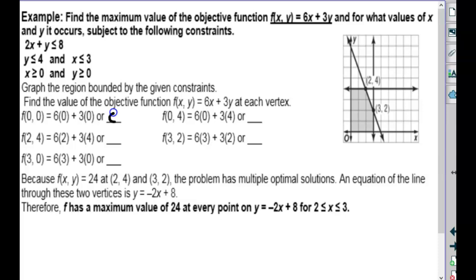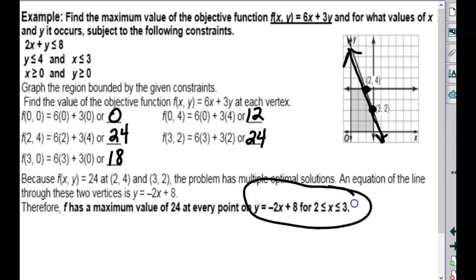If they put a 0, 0 in, they get 0. What is 6 times 2 plus 3 times 4, guys? 6 times 3 plus 3 times 0 is 18. 12 and 18 plus 6 is also 24. Did I do that right? So 2, 4 had a maximum and 3, 2 had a maximum. So therefore, any of the solutions along that line would work. So they say all of the points on this line between 2 and 3, anything in there could work.